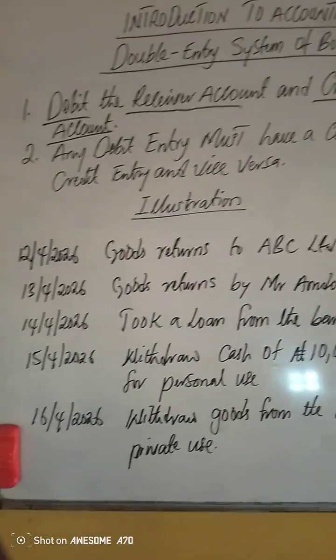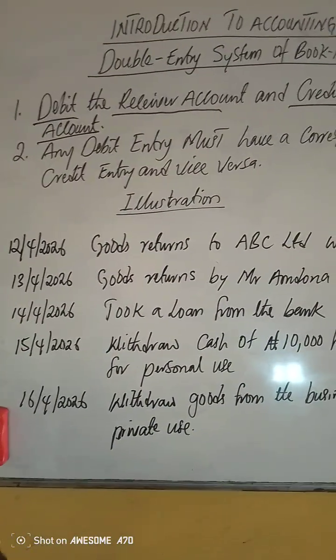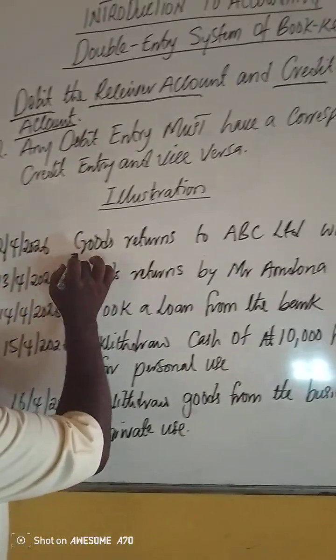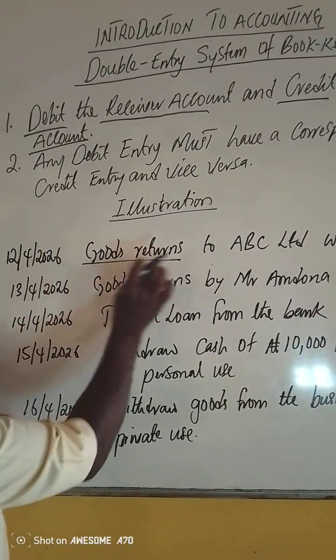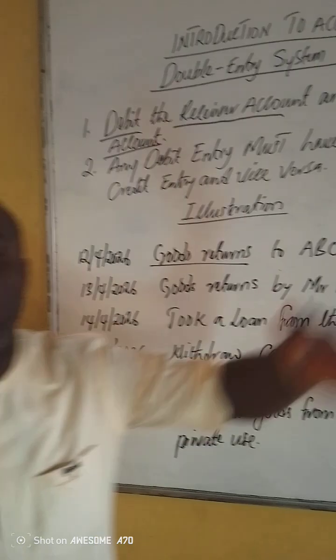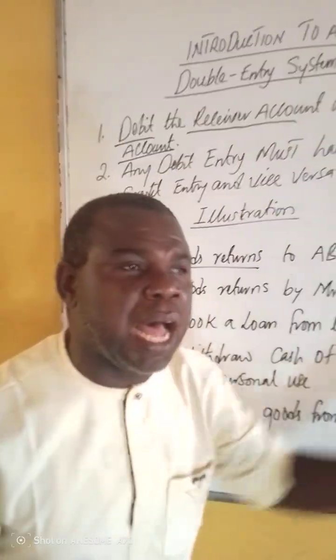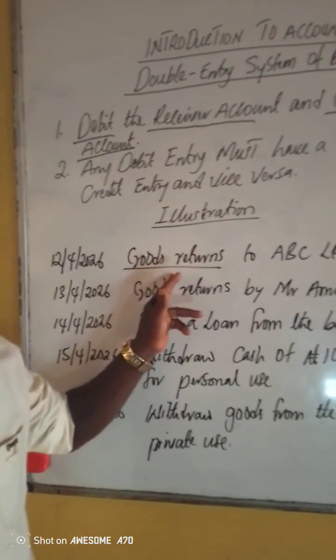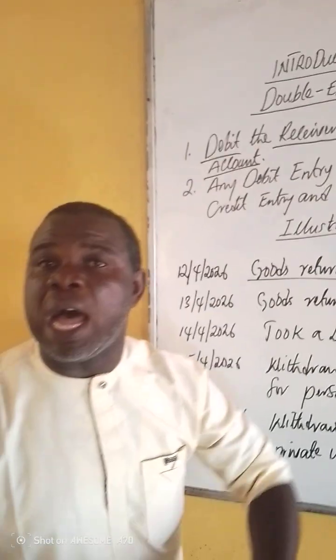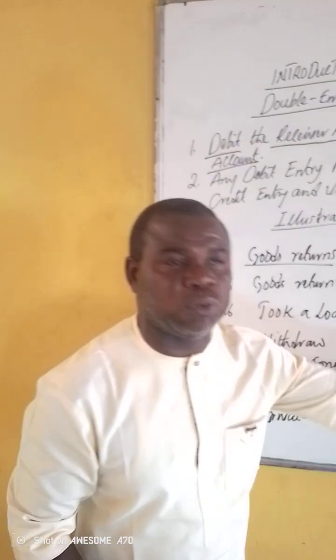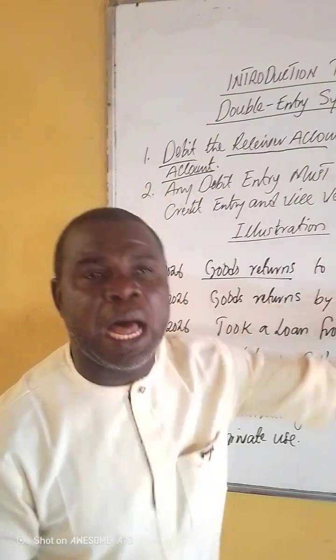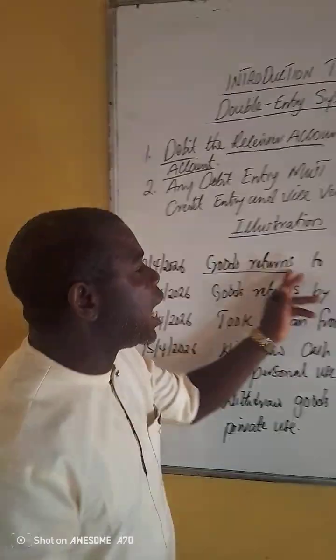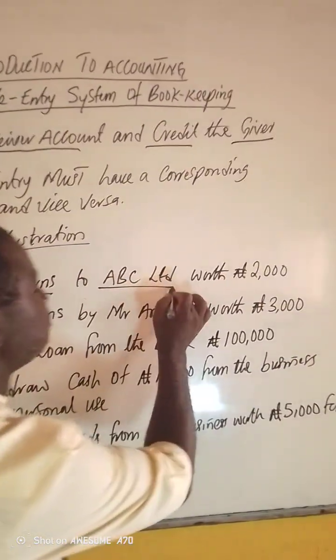Who is the giver account? The giver account here means returns out. The goods are returned out. And when goods are returned out, in accounting, we call it returns outwards. Return outwards account, as goods are being returned out. Then if goods are being returned out, to who? Returned out to ABC Limited.